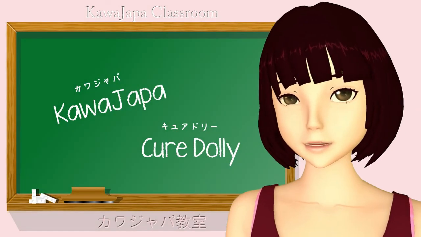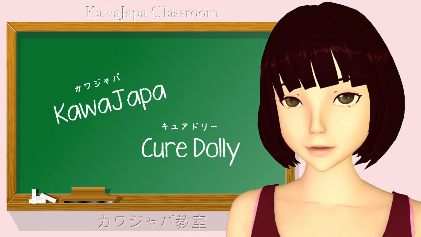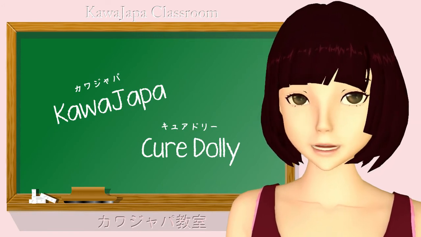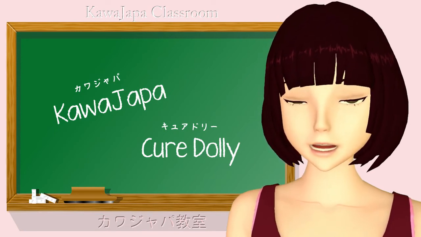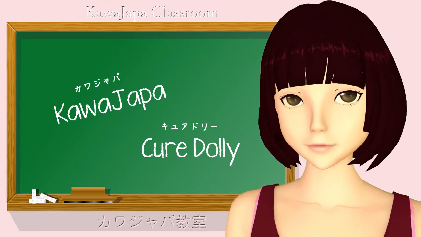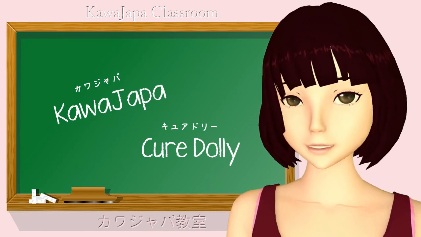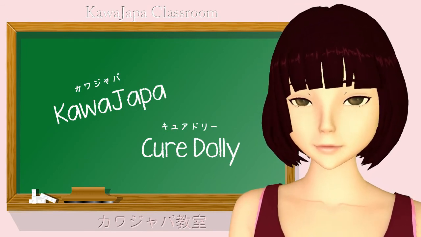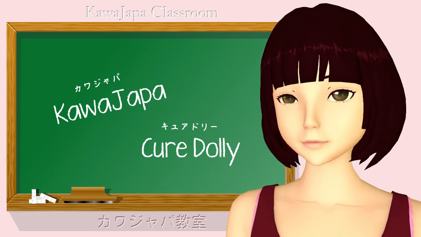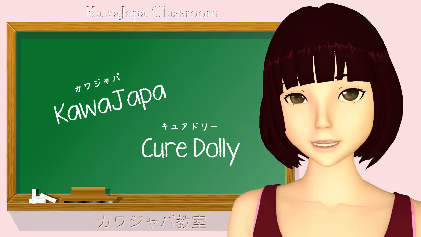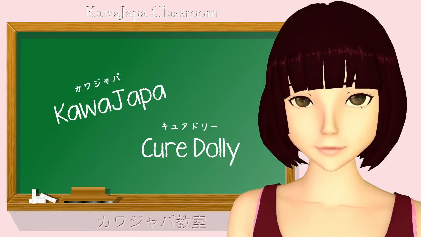Today we are going to talk about the fact that the no particle can replace the ga particle in subordinate clauses. That sounds horrible, doesn't it? It sounds illogical, random, and very complicated. And in fact, it's nothing of the sort. Like most of Japanese, it is simple, logical, and very easily intuitively grasped.